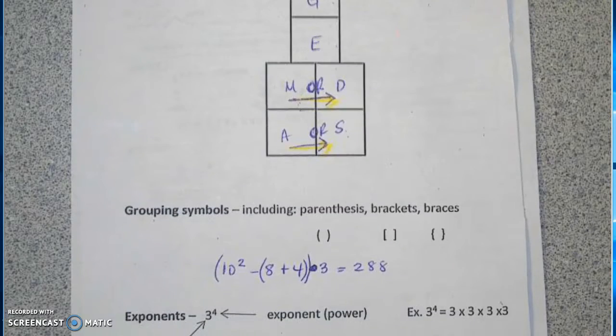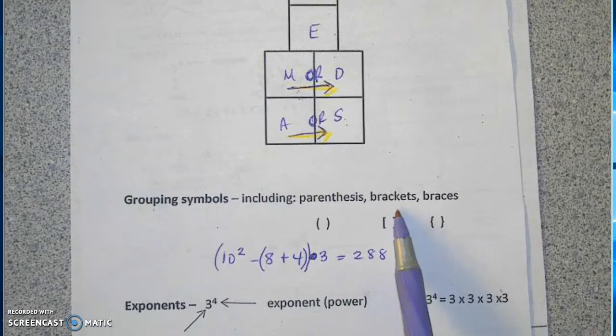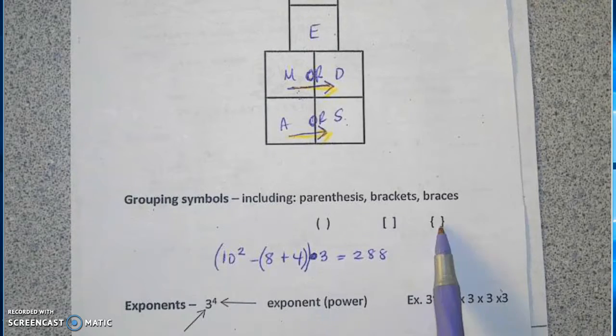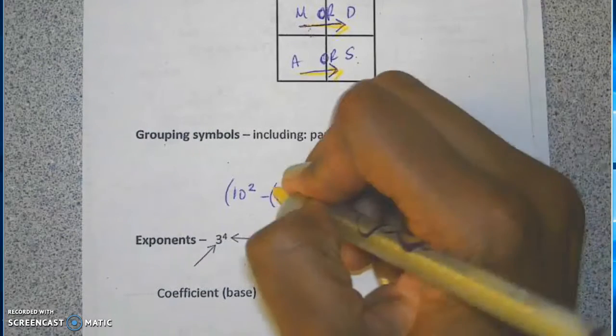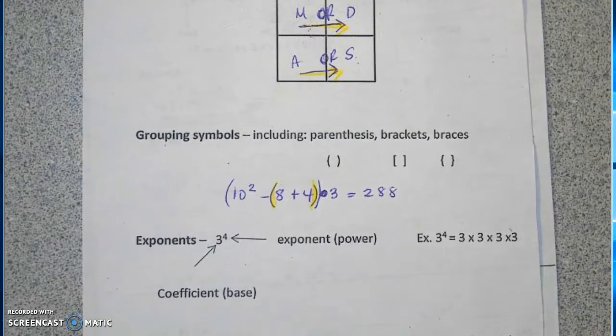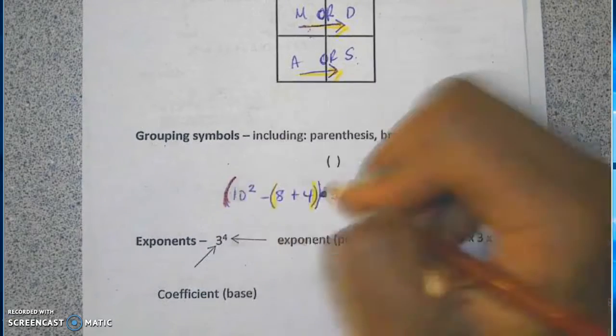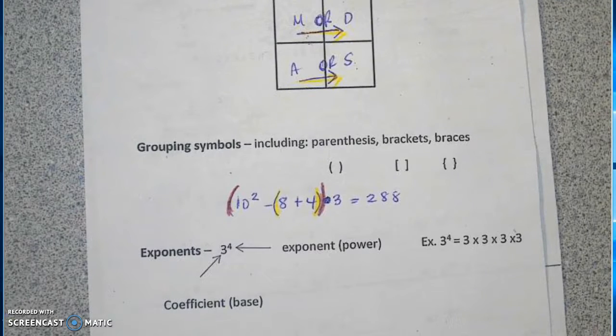So let's review those grouping symbols again. Remember, grouping symbols include parentheses, brackets, or braces, any of these three. Whenever we have an expression or an equation that has more than one grouping symbol, we always work from the inside out. So if I was working this problem, I would start with the inside set of parentheses, and then I would work my way to the outside. So I would add 8 plus 4 first, and then I would take that answer after I squared my 10 and subtracted from the square of 10 to get that before I multiplied it on the outside.